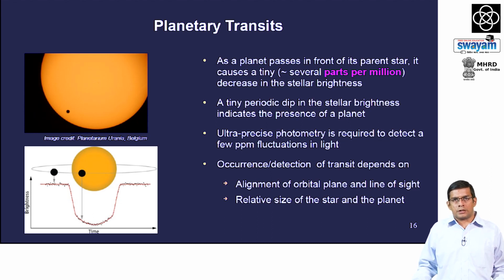Now, the occurrence or the detection of a transit depends on the alignment of the orbital plane and the line of sight, because if the orbital plane is not aligned with our line of sight, then the planet can be going around the star, but it will not cause a transit. And secondly, the relative size of the star and the planet has to be large enough, so that it causes a significant dip that we can actually detect.